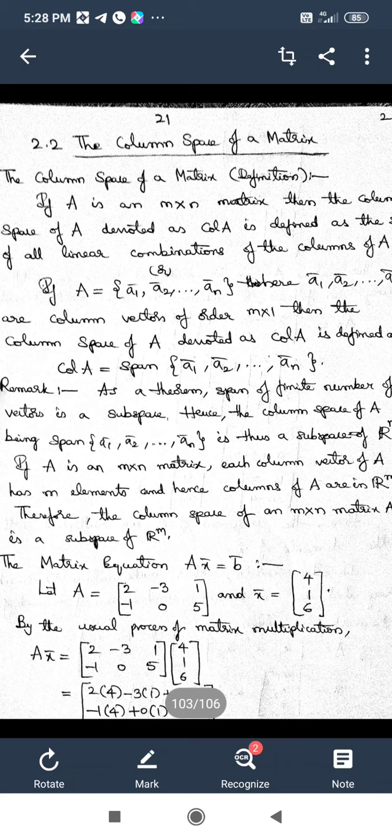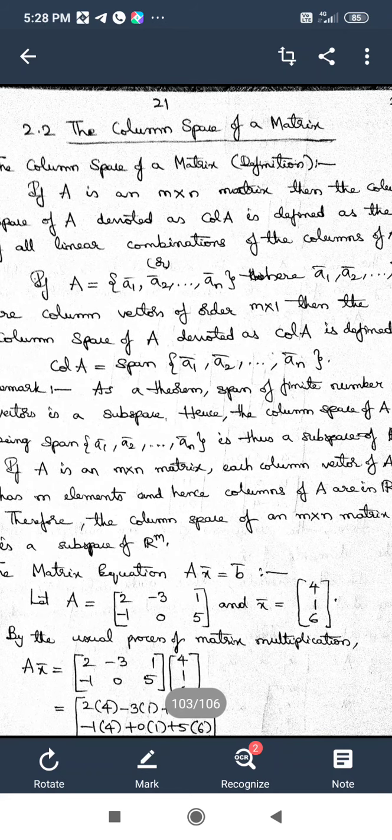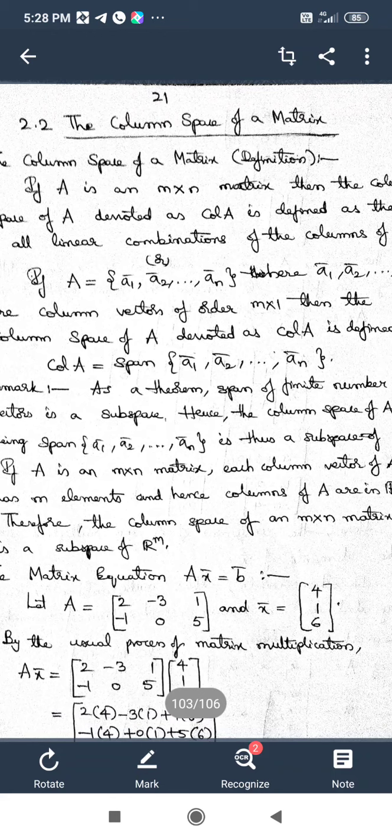So I have considered a matrix A, and that matrix I have taken as a 2 by 3 matrix. Here A is equal to 2 minus 3 1, minus 1 0 5 are the two rows in the matrix A, and x bar, which is a column vector, I have taken as 4 1 6.